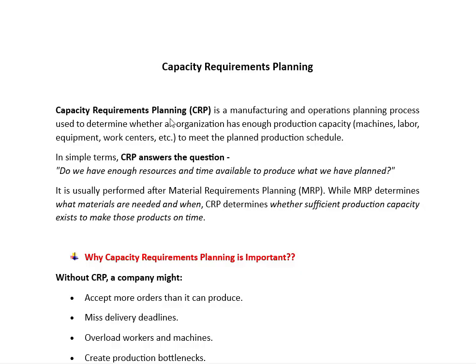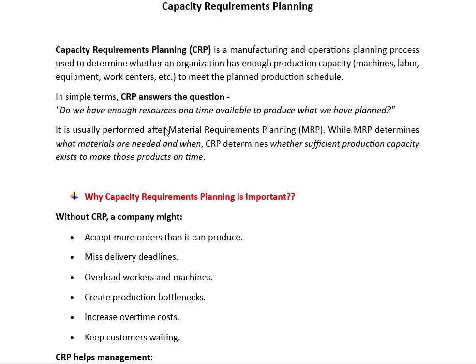Capacity requirements planning is a manufacturing and operations planning process used to determine whether an organization has enough production capacity, which is machines, labor, equipment, work centers, etc., to meet the planned production schedule. In simple terms, CRP answers the question: do we have enough resources and time available to produce what we have planned?